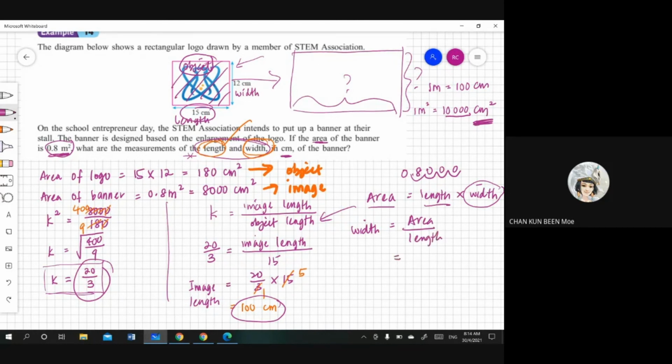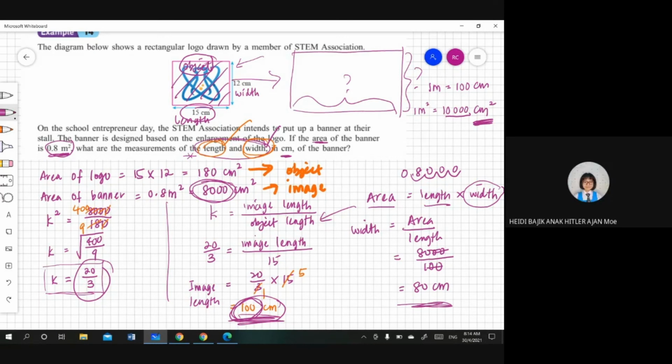How much is the area? 8,000. Yes, very good. You got it from here. Okay, so the image area 8,000 over the length that we got for the image just now, which is 100. Cancel the 0s, so the answer is 80 centimeter. So we answered both of the questions already. The measurement of the banner for the length is 100 centimeter and the width is 80 centimeter. Are you okay, class?